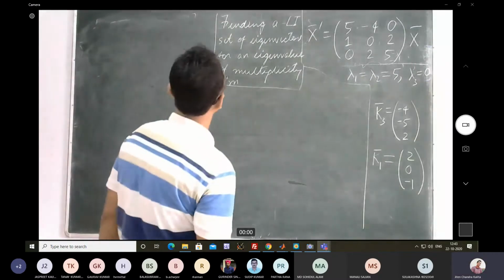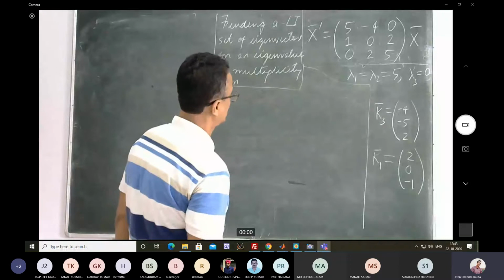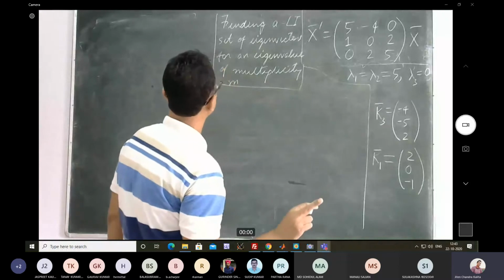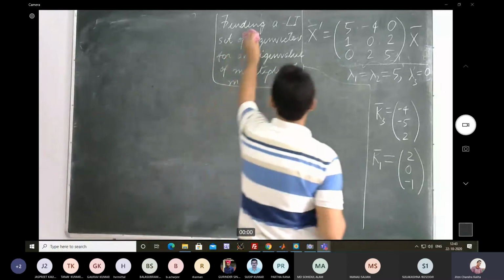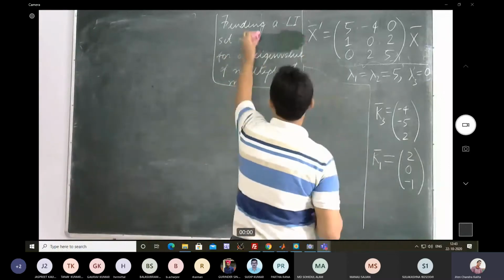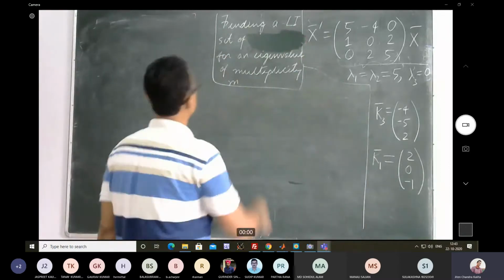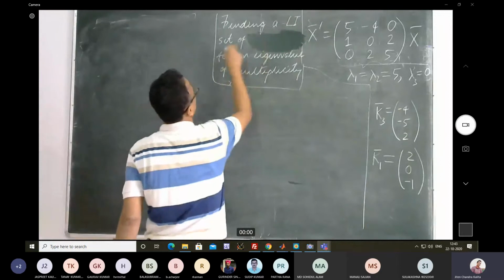Just a minute. We shouldn't write it as eigenvectors. Let me remove this now. Let me call it set of solutions. Set of solutions.